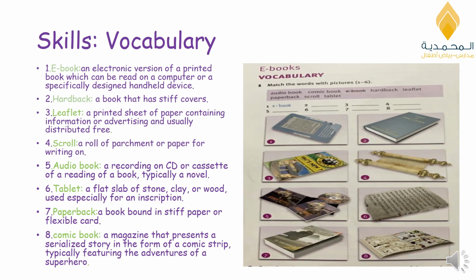Number 4. If you look at number 4, you can see a scroll. What is a scroll? A roll of parchment or paper for writing on. And people in the past used to use scroll. Number 5, audiobook. When I say audiobook, the first thing that has to come to your mind is a CD or a cassette, right? Because it is something recorded.